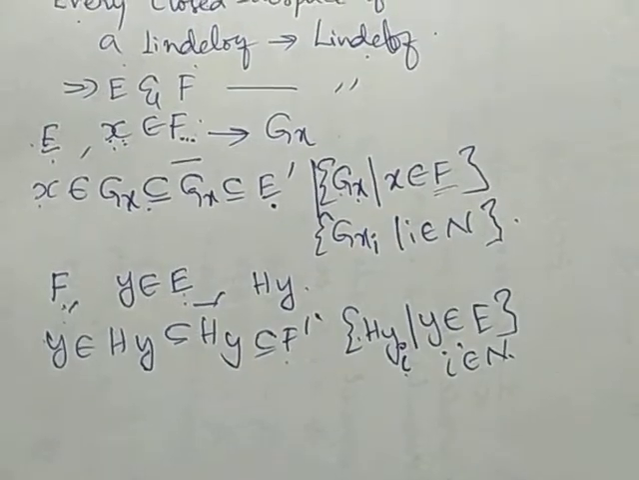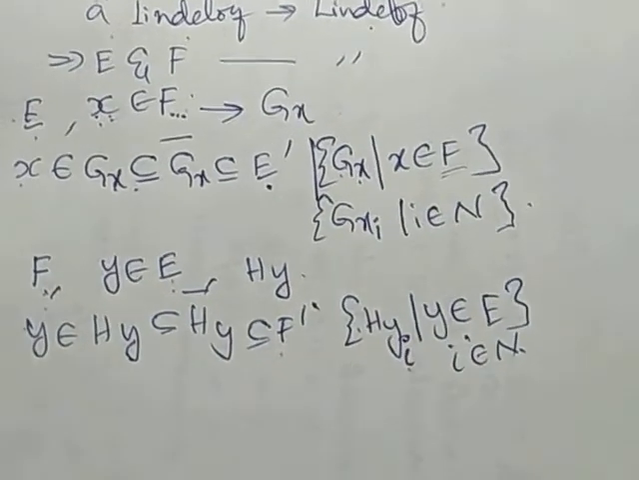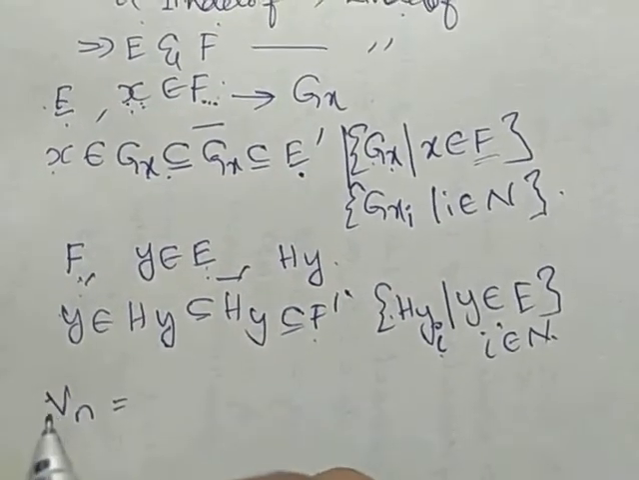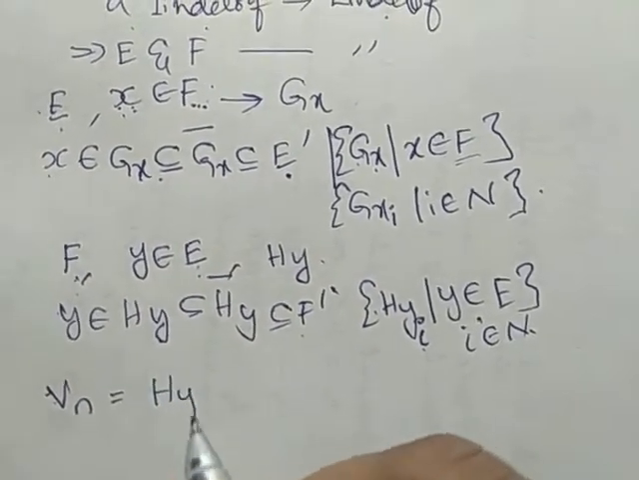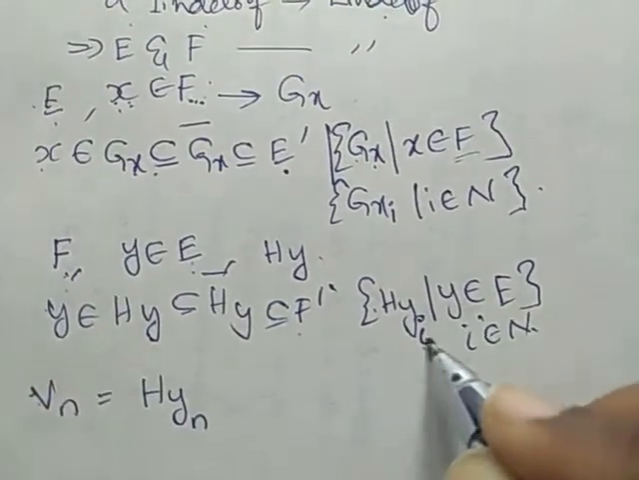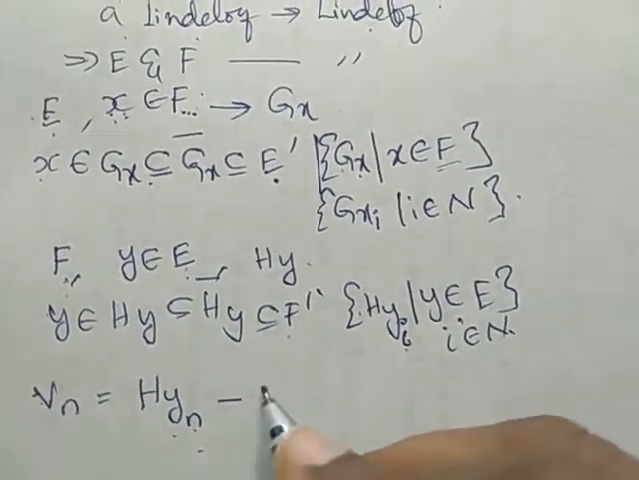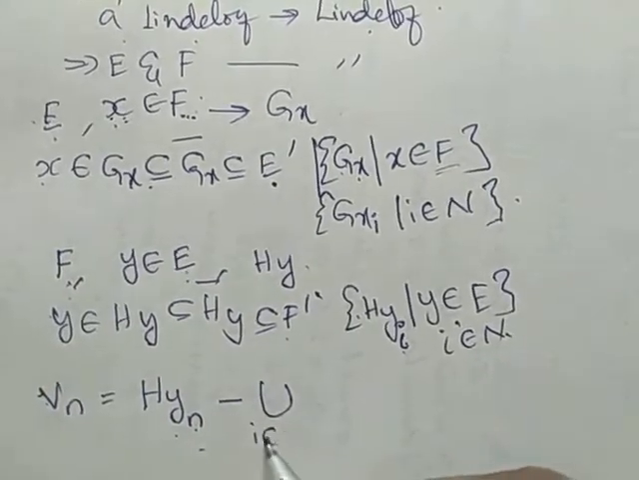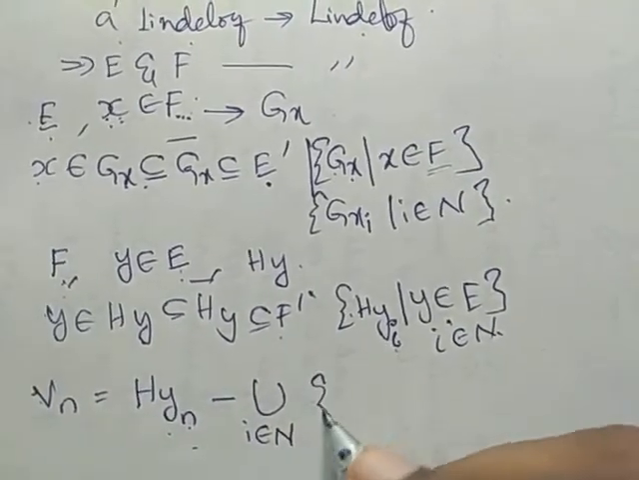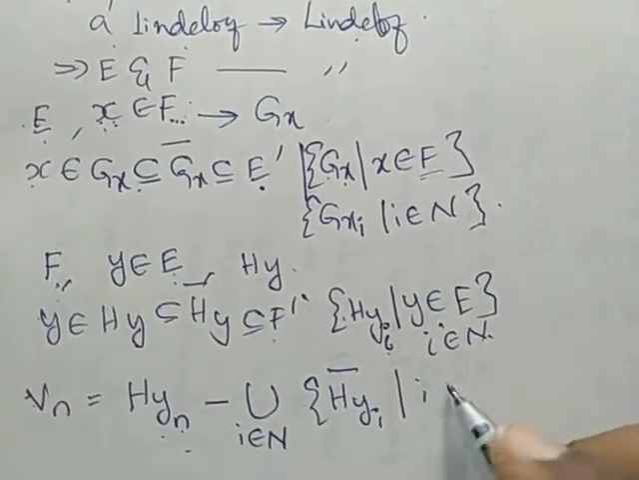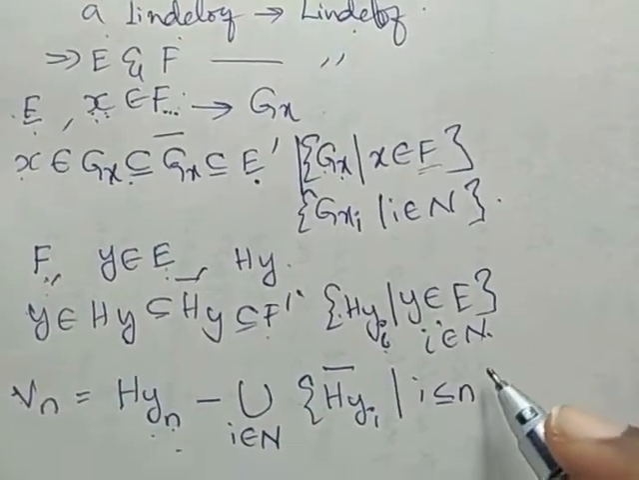Now, I am going to define Vn. I define Vn as Hyn minus the union of Hyi closure, for i from 1 to n, such that i is less than or equal to n.